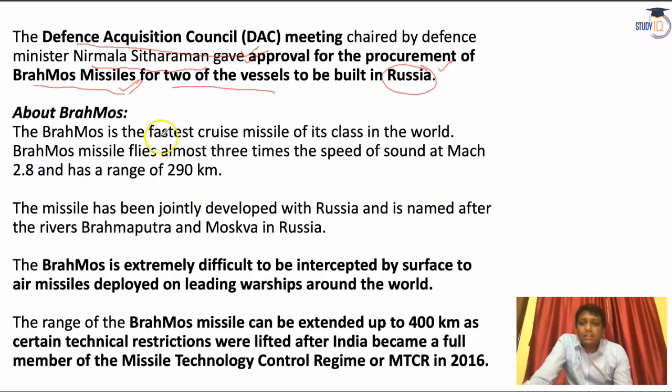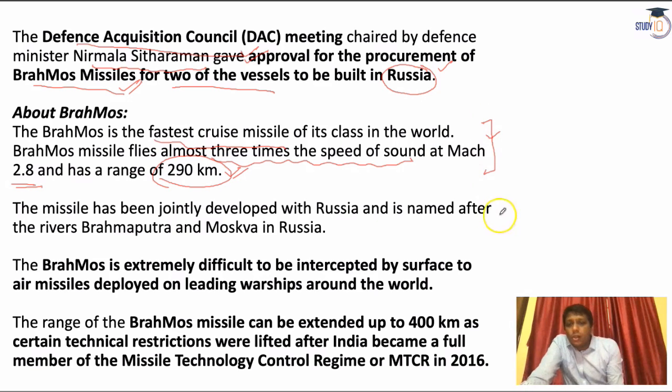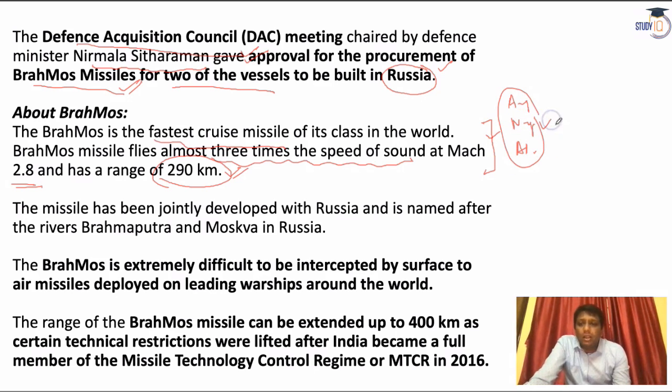The BrahMos is the fastest cruise missile of its class in the world. It flies almost 3 times the speed of sound, roughly around 2.8 Mach, at a range of around 290 km. So that is the point about the BrahMos. Even BrahMos, as I told you guys, we can launch from all 3 platforms: Army, Navy, and Air Force. The missile's name came from 2 holy rivers: the Russian holy river called Moskva, and the Indian holy river called Brahmaputra.